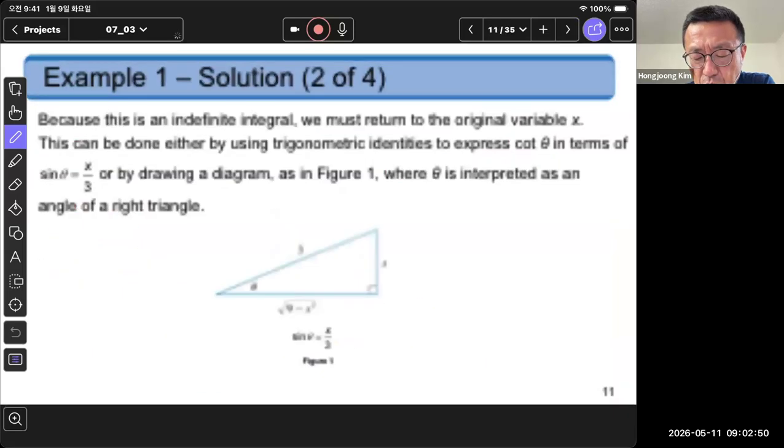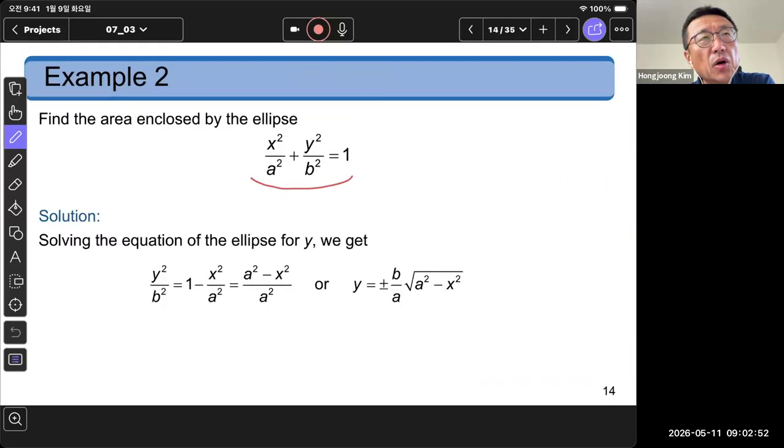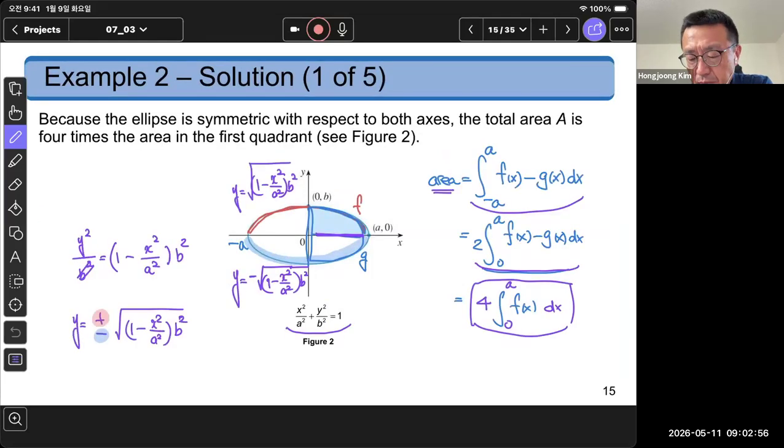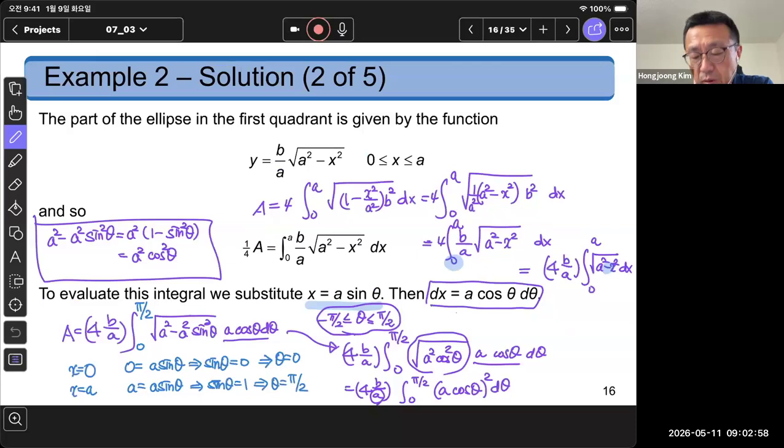Now in example 2, we considered a certain integration, and you see negative x squared. So we replace x with a sine theta again.